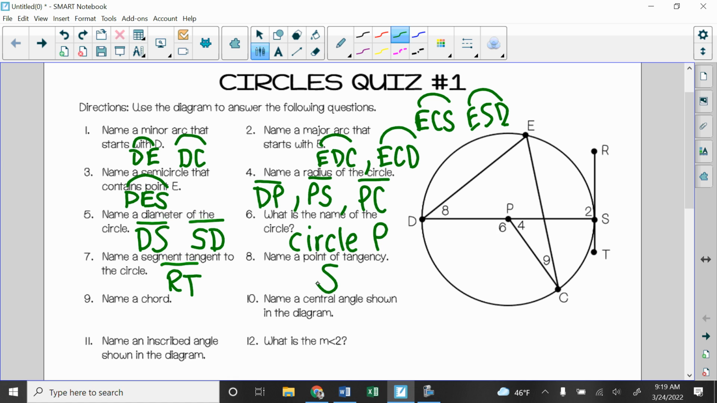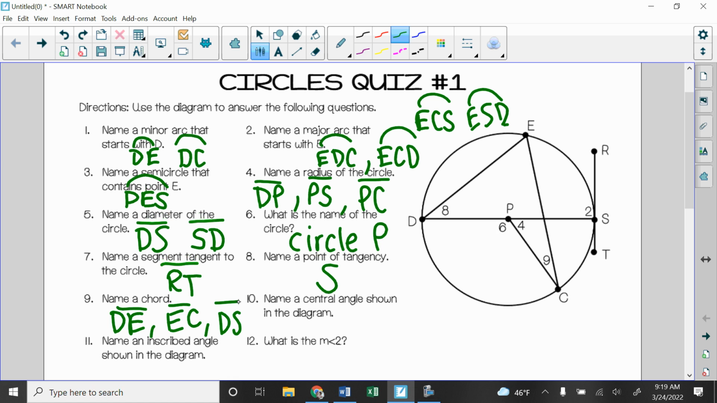What's a chord? It's going to touch the circle at 2 spots, but it stays in the circle. So DE is an option. There's more. EC is an option. There's actually one more. DS. The diameter actually is a chord.